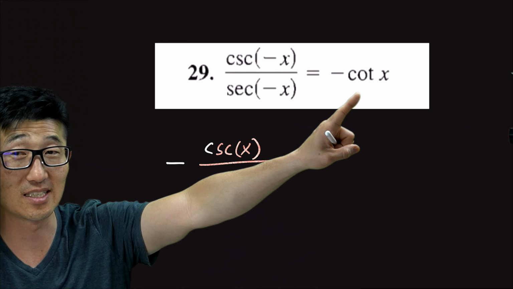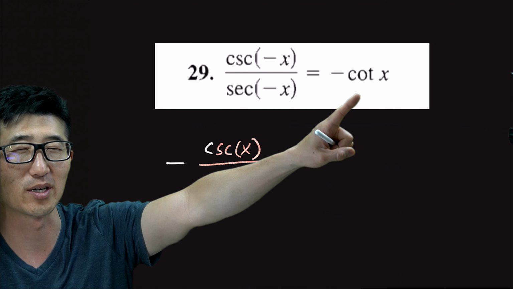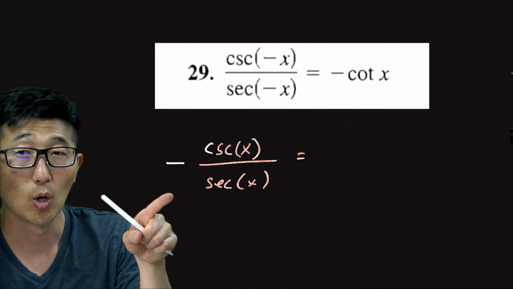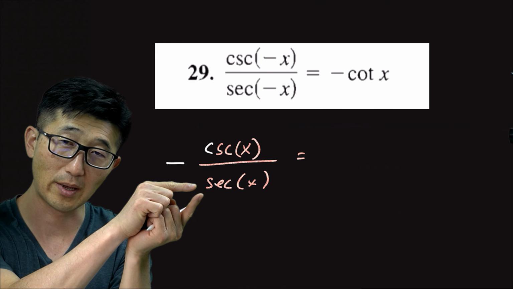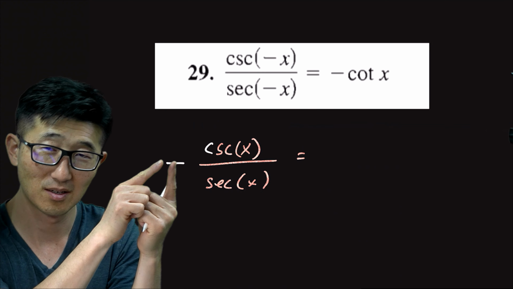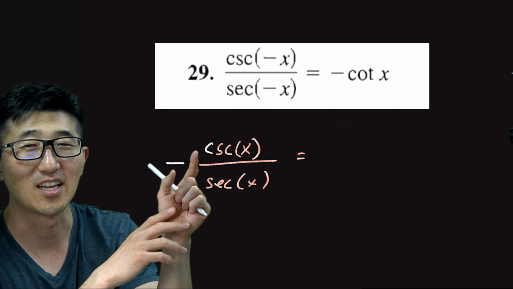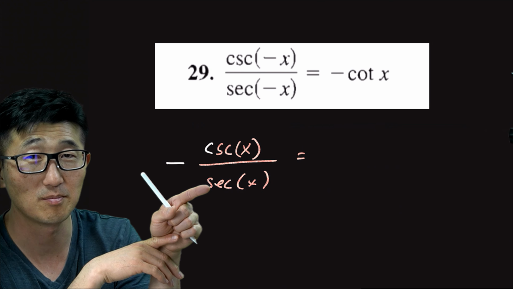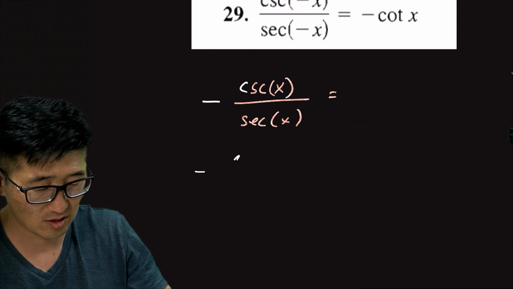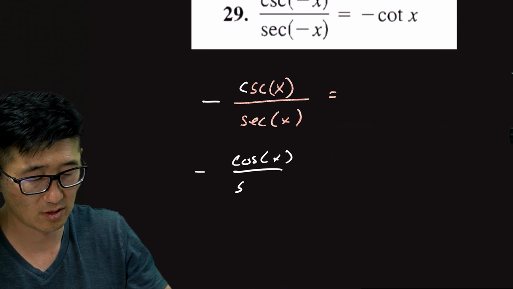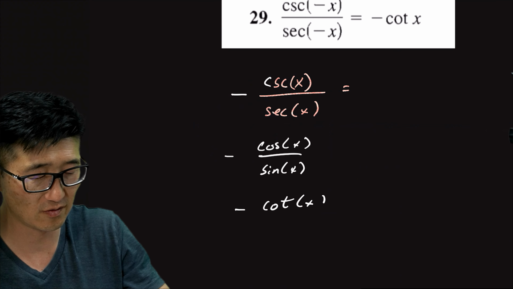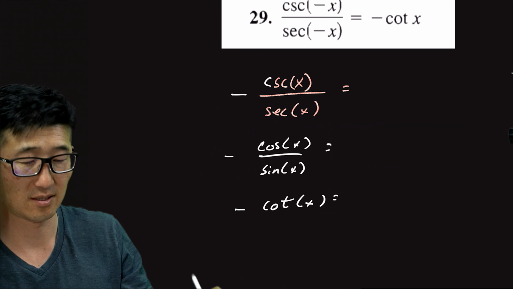So I'm looking at this. I'm thinking, hey, isn't that cosine over what? Cosine over sine. And I'm thinking, where am I going to get cosine from this? If I move secant back to the top, it'll become cosine. And if I move cosecant down, it'll become sine. Okay, do you get it? Yeah. So this will become cosine of x over sine of x, which becomes negative cotangent of x.